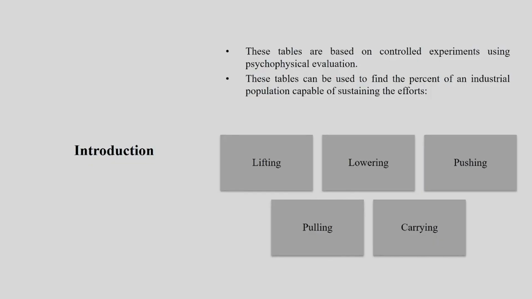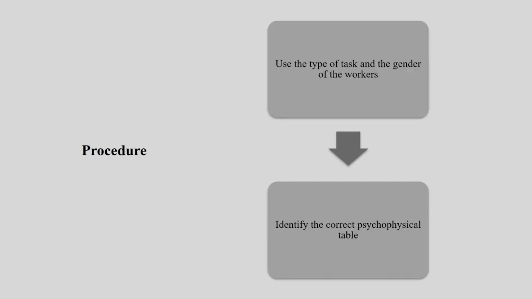These tables can be used to find the percent of an industrial population capable of sustaining a particular effort, either for lifting, lowering, pushing, pulling or carrying. So for each of these 5 components, you will have a separate table. Slowly, we will take them one by one.